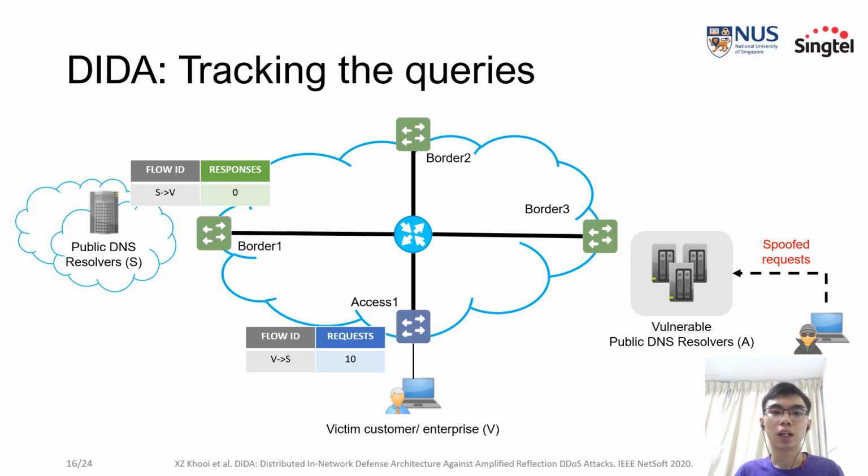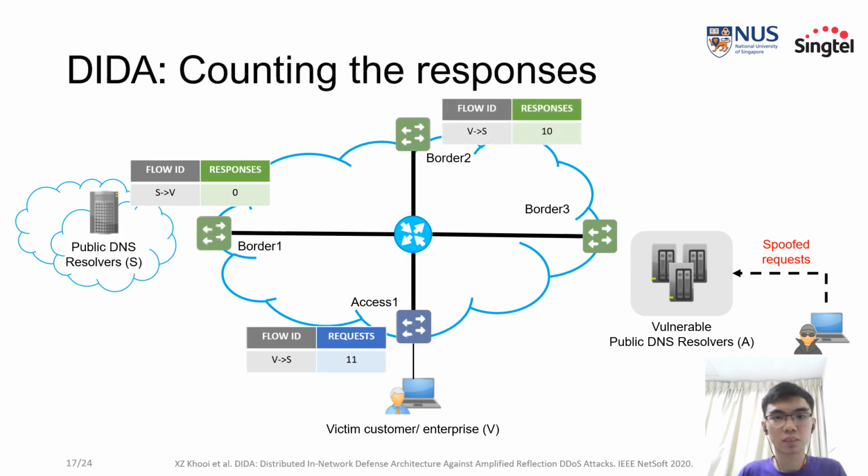Here, we look at how DIDA keeps track of the queries. Basically, whenever there is a request being made, the access routers would count them. As for the response, it will be counted by the border routers. In this case, it would be border 2.